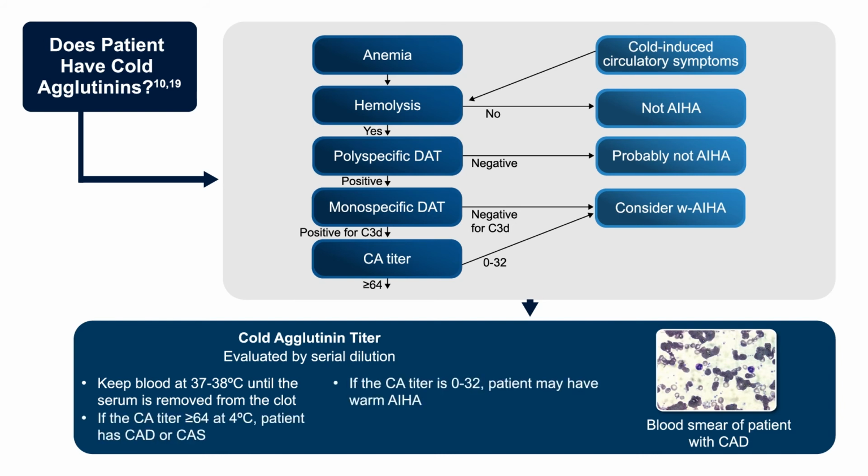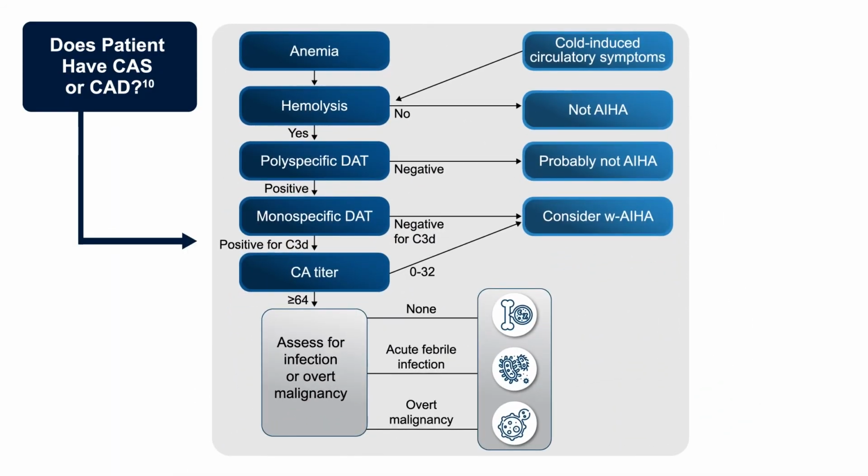If the cold agglutinin titer is greater than 1:64, the patient either has cold agglutinin disease or cold agglutinin syndrome, but we have to do some more testing in order to determine which. In general, unless you are performing a research evaluation, determination of thermal amplitude is not necessary to make the diagnosis. We're going to try to assess: is this primary cold agglutinin disease, or is this a secondary cold agglutinin syndrome? And what are the things that cold agglutinin syndrome is secondary to?